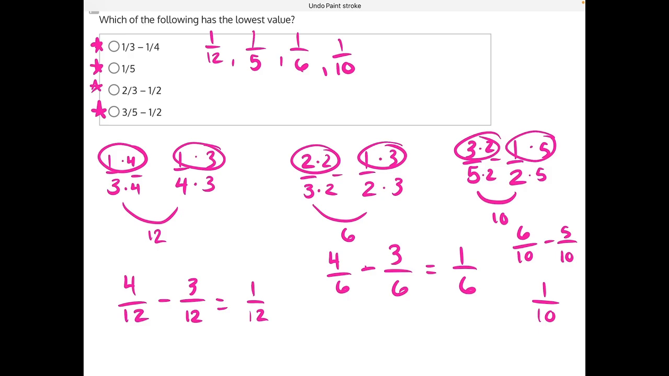So looking through our denominators, 5 is the first smallest, then 6, then 10. So our largest denominator is 12, which is 1/12, corresponding to answer choice A, our correct answer.